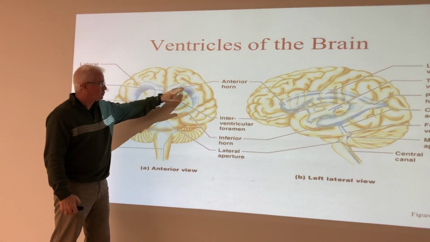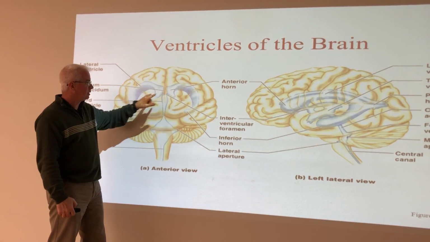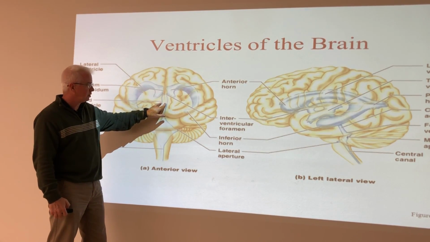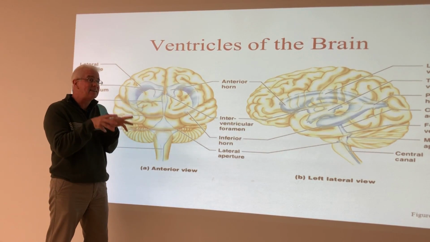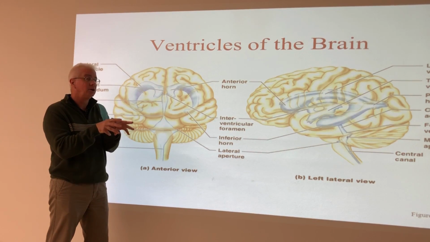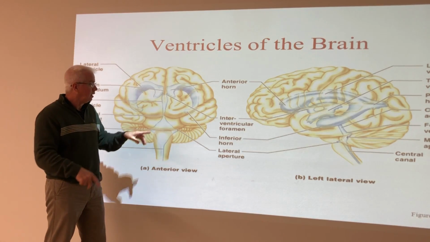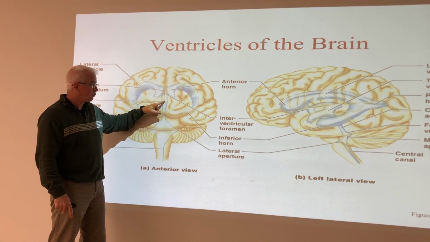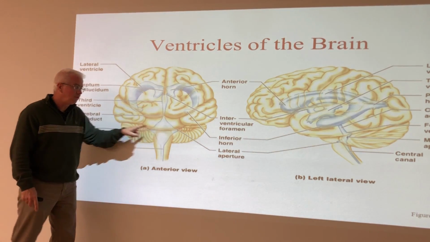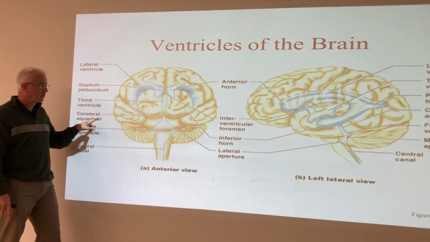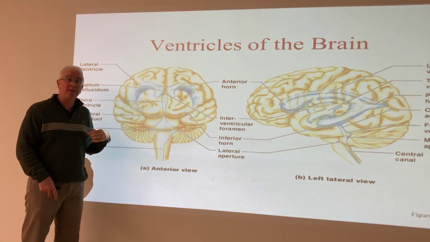So the lateral ventricles sit within the cerebral hemispheres. They're connected to the third by way of the interventricular foramen. The third sits deep in the brain, in the diencephalon, and I will use it again anatomically to describe the parts of the diencephalon. The third ventricle connects to the fourth ventricle by way of a cerebral aqueduct. This duct passes through the midbrain.